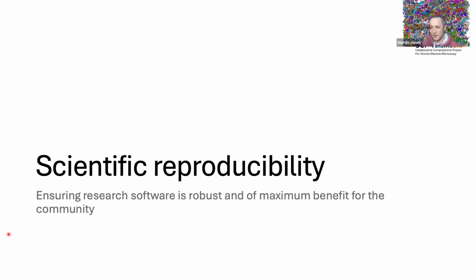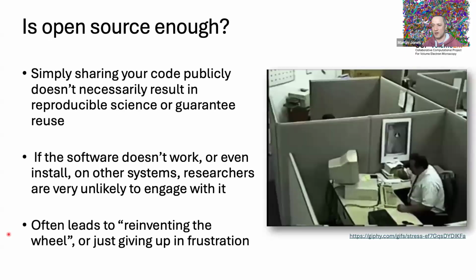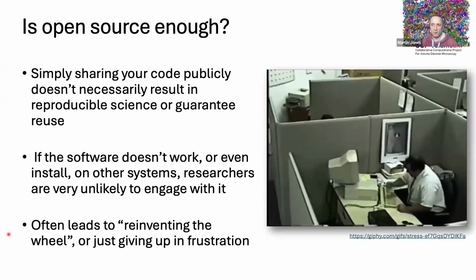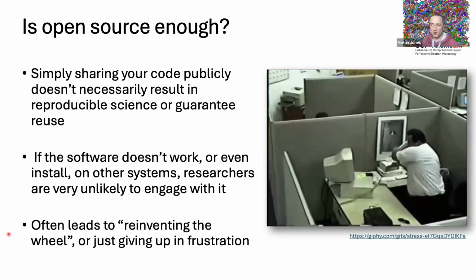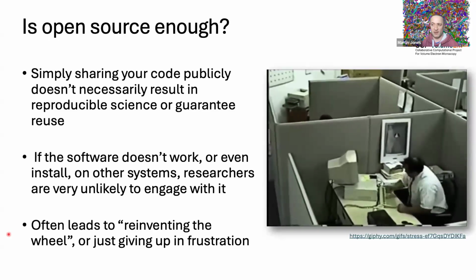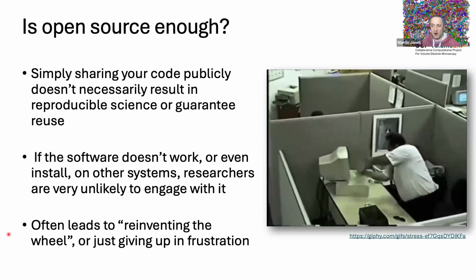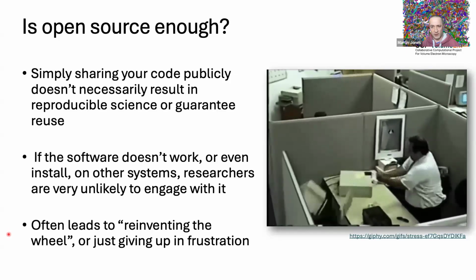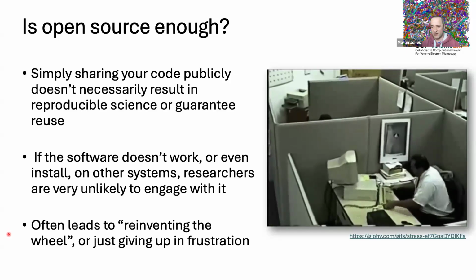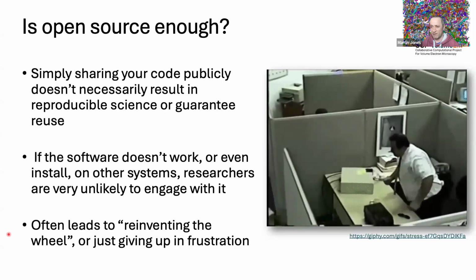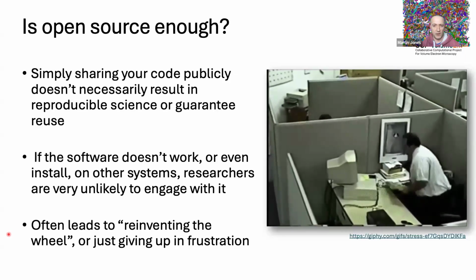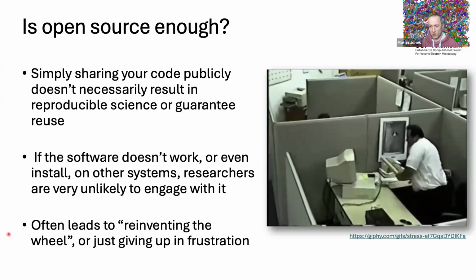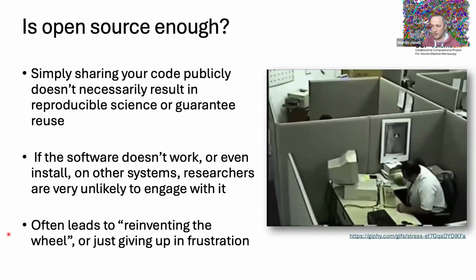Okay, so scientific reproducibility. We want to have our code open source. Is that enough? Just putting your code online somewhere doesn't necessarily mean you're doing open science. If people can't make your software work or even install it, then they're not likely to use it. It probably doesn't contribute a great deal to the scientific community, and it often ends up with a lot of people reinventing the wheel, like recoding something that somebody's already done a lot of work on before, or just giving up and doing something different.